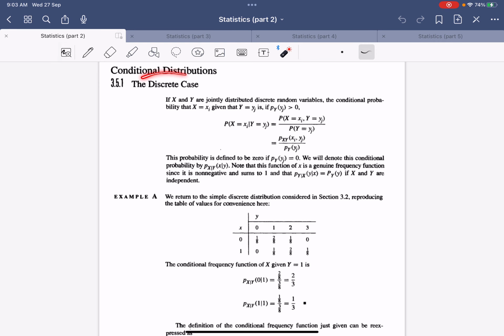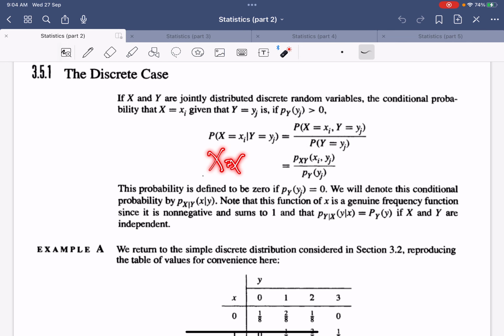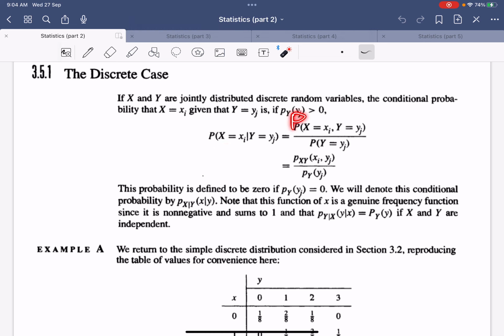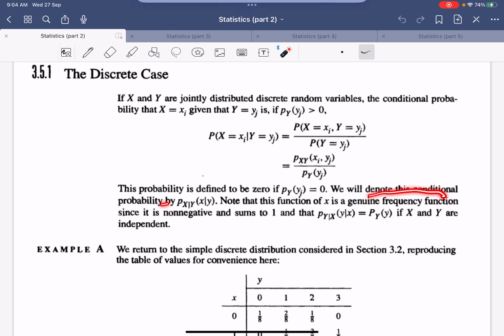It's derived from conditional probability, which you have learned, or you can check out my probability series to learn more about it. For the discrete case, the conditional distribution is the probability that capital X equals x_i given Y equals y_j. It is defined to be the joint distribution over the marginal distribution at y_j. That is how we denote this conditional probability.